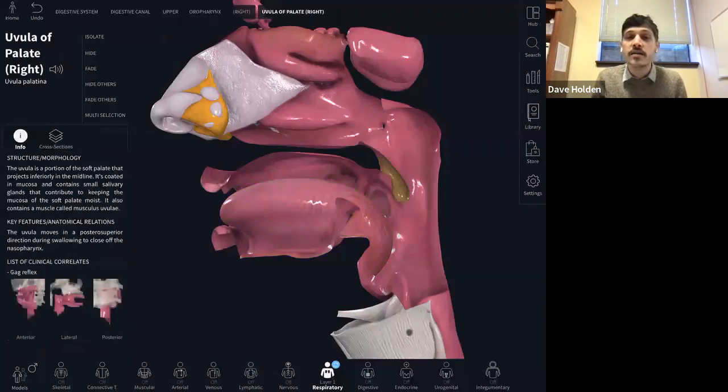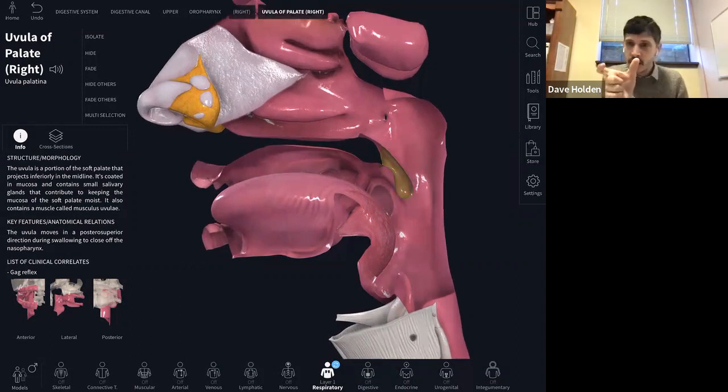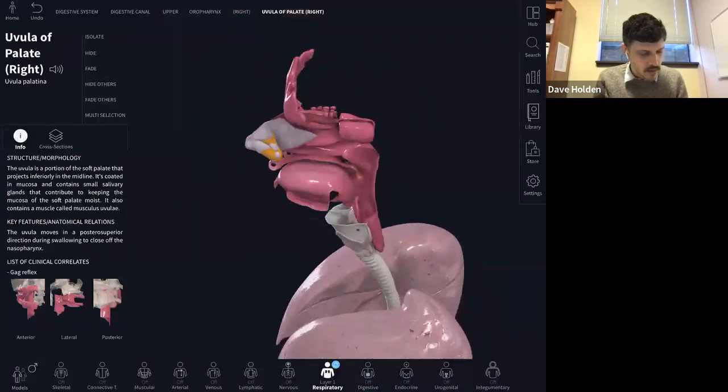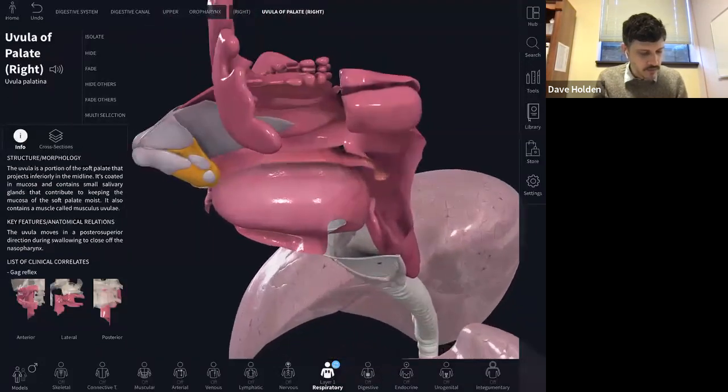There's the uvula. So you see that little dangling thing in the back of your throat, the little punching bag that hangs down there. And then we can even turn the image and try to look down the windpipe. There we go, beautiful.